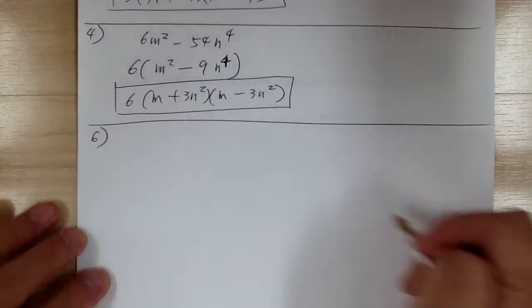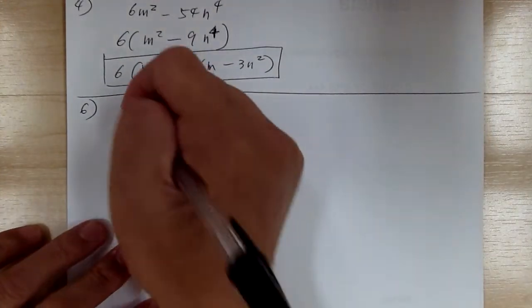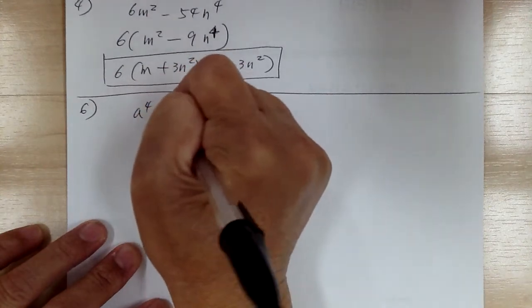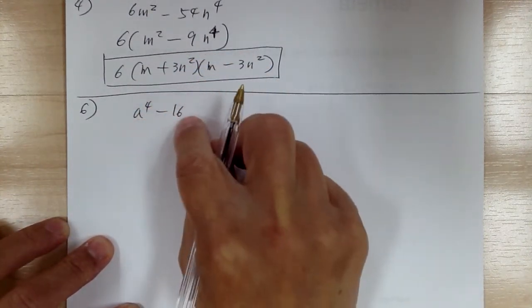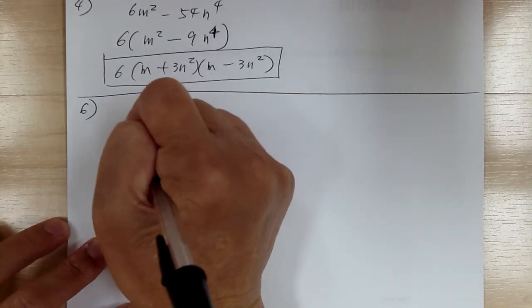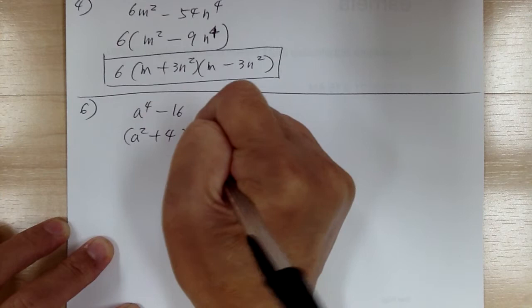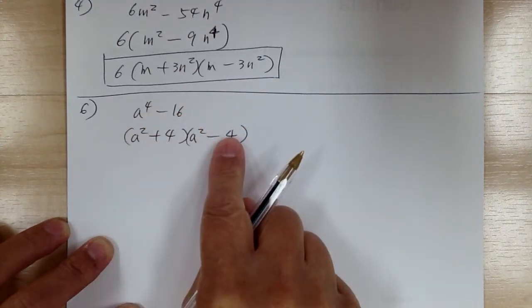Okay, number 6. You have a to the 4 minus 16. So step 1, common factor, cannot. Step 2, so this is step 2a. Break into two sets. So it'll be a squared plus 4, a squared minus 4. Again, difference of squares, break into conjugates.